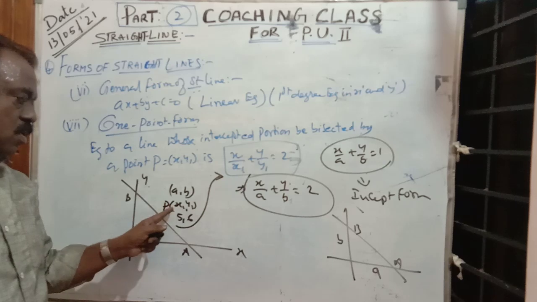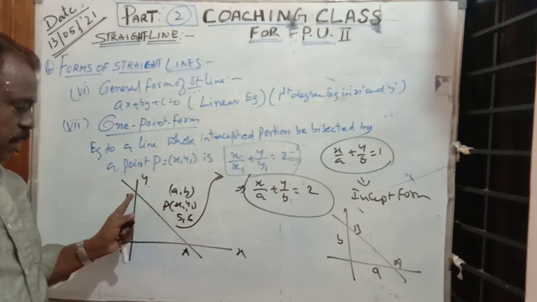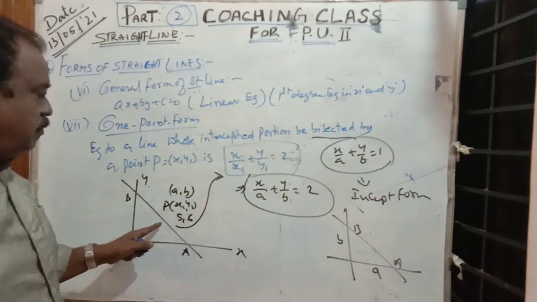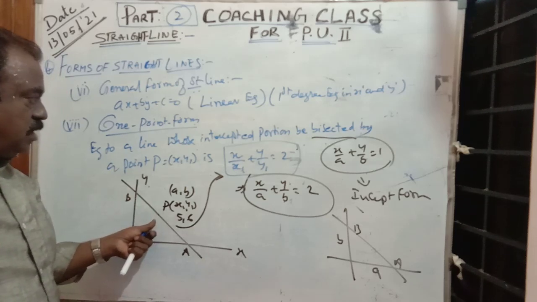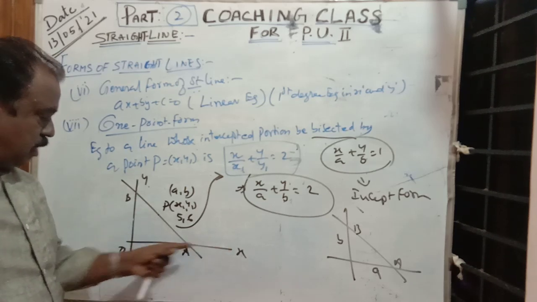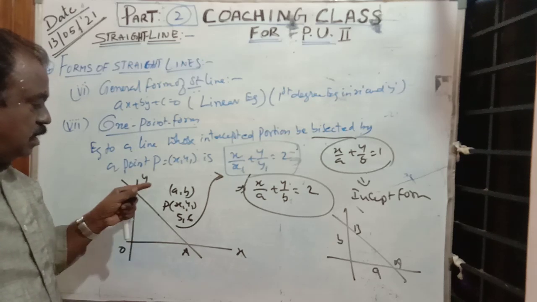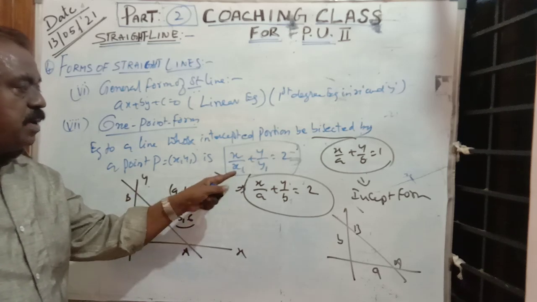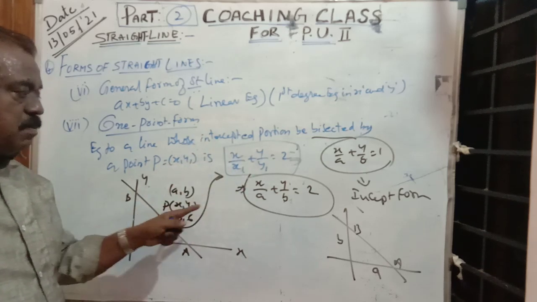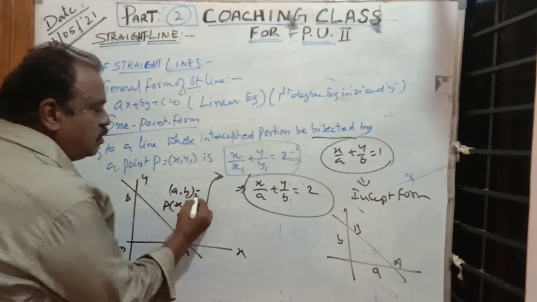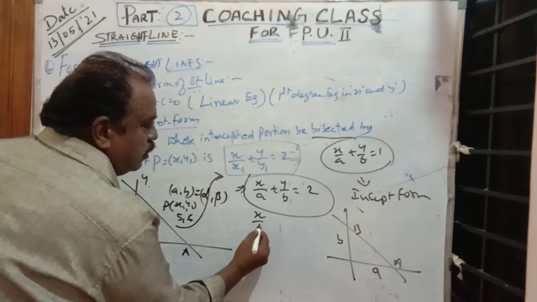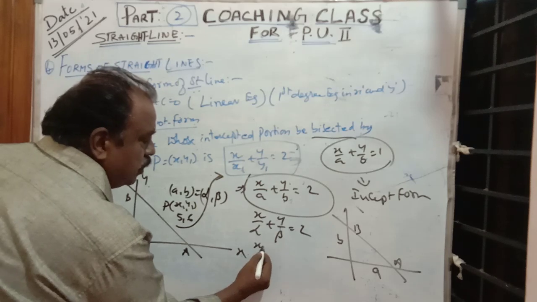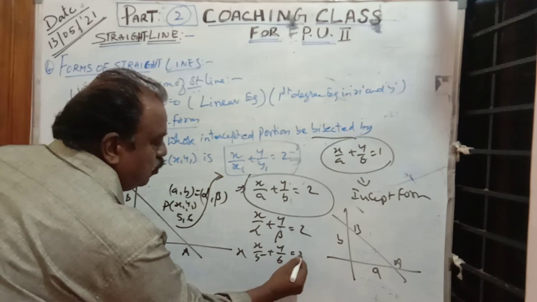When it is the coordinates of the point, the midpoint of AB, that is the meaning. It bisects means midpoint of AB. That AB is the portion of the line intercepted by the coordinate axes. That portion AB is bisected means midpoint. If the coordinates are x1, y1, it is x by x1 plus y by y1 is equal to 2. If it is a comma b, x by a plus y by b. Suppose it is alpha comma beta, you assume. It is x by alpha plus y by beta is equal to 2. Suppose it is 5 comma 6: x by 5 plus y by 6 is equal to 2.